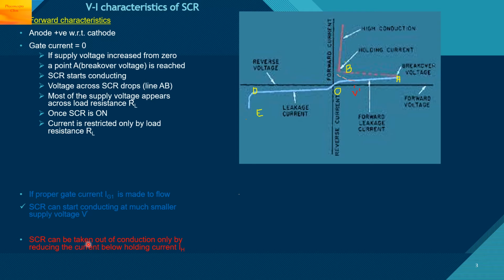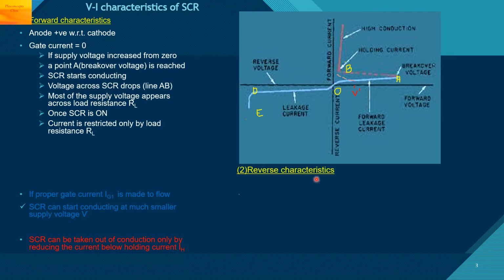The SCR can be taken out of conduction only by reducing the current below holding current IH. So that is this holding current. Once the SCR starts conducting, the current increases rapidly. From where it starts conducting, that current is called the holding current. So to make it off, you have to reduce the current below this holding current.